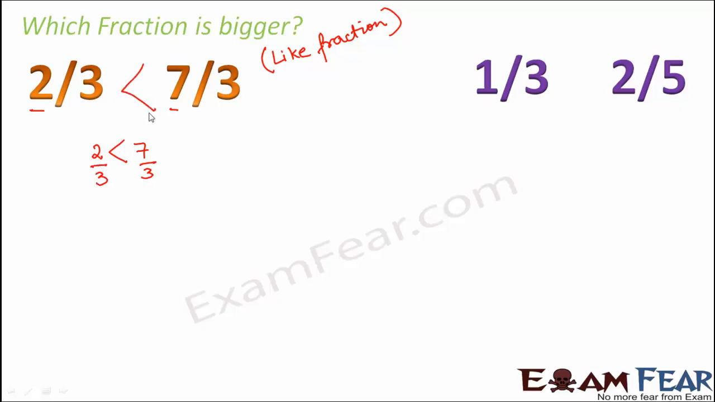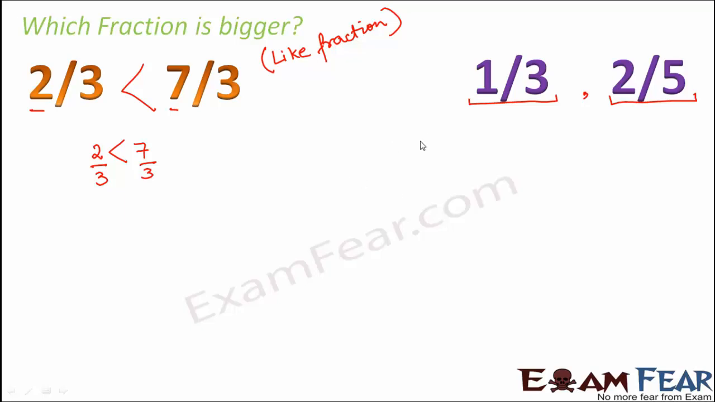So this is greater. Now the challenge comes when the denominators are not the same. In this case, it is 1 by 3. Here it is 2 by 5. So should we compare the numerators or the denominators? That's the problem we have. So what do we do? The first step in this case would be to make their denominators the same. So we have to make equivalent fractions of both of these so that we arrive at numbers with the same denominators. So how do we do that?